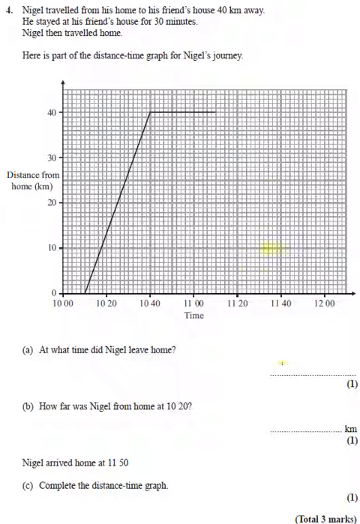Question 4. Nigel travelled from his home to his friend's house 40 kilometres away. He stayed at his friend's house for 30 minutes. Nigel then travelled home. Here is part of the distance time graph for Nigel's journey, and it's a good idea to have a look at this graph before you start.